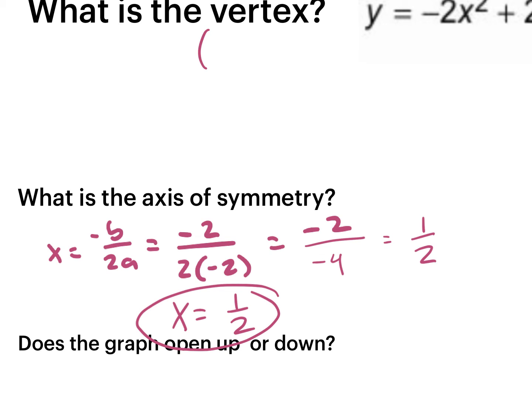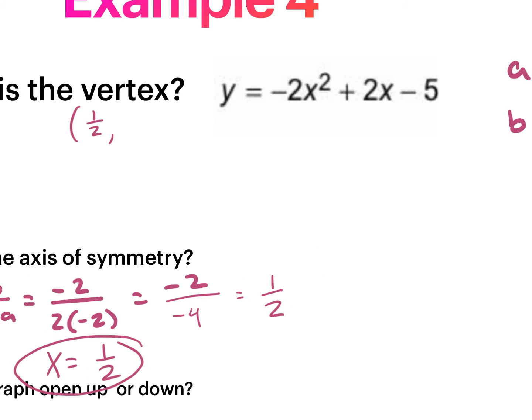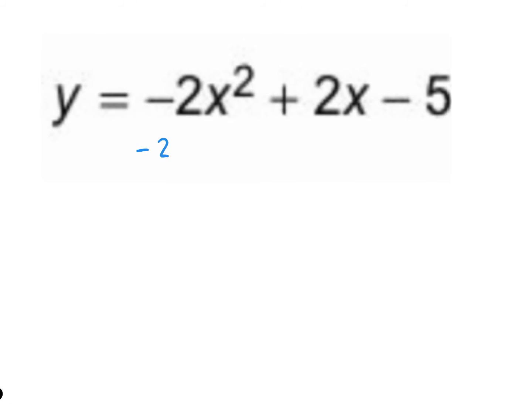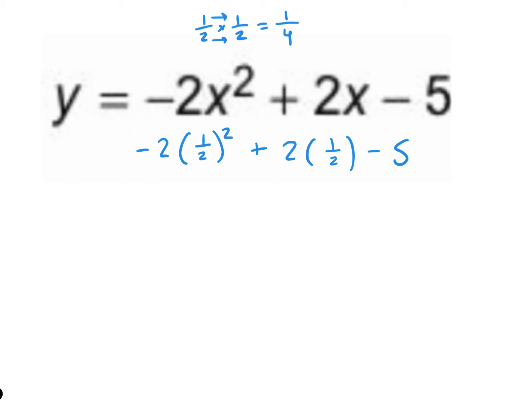So what's the first number in my vertex? 1/2. How do I find the second number? Plug in 1/2. So I have negative 2 times 1/2 squared plus 2 times 1/2 minus 5. What do I have to do first? The exponent. So what is 1/2 times 1/2? So remember, you multiply straight across when you multiply fractions. So 1 over 4. So this would be negative 2 times 1 over 4.